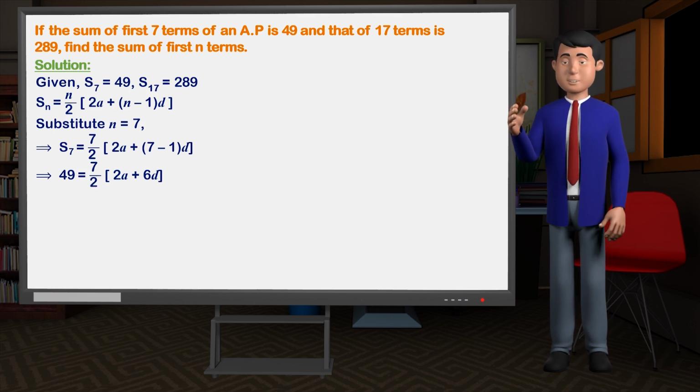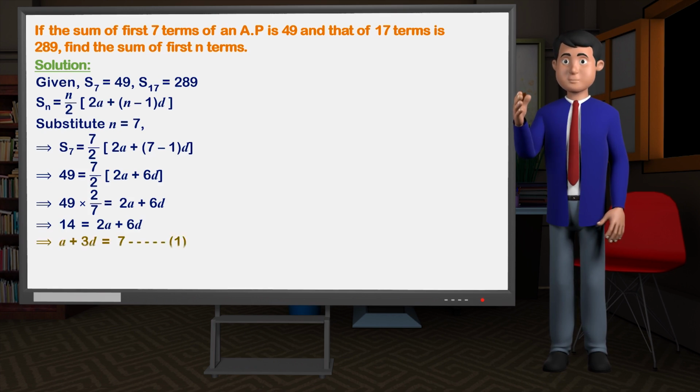Transpose 7 by 2 to the other side, we get 49 into 2 by 7 is equal to 2a plus 6d, which implies 14 is equal to 2a plus 6d, which implies a plus 3d is equal to 7. Let us take this as equation 1.